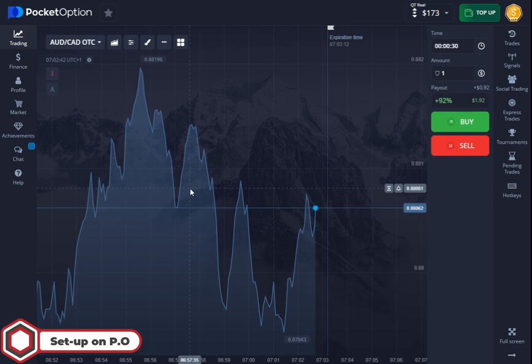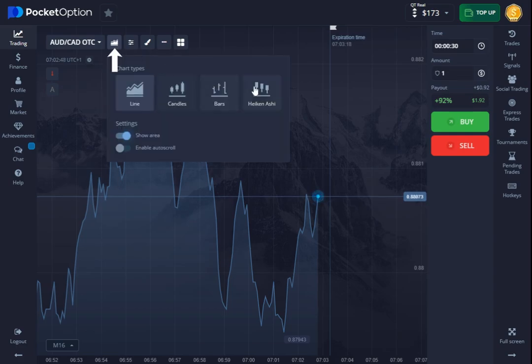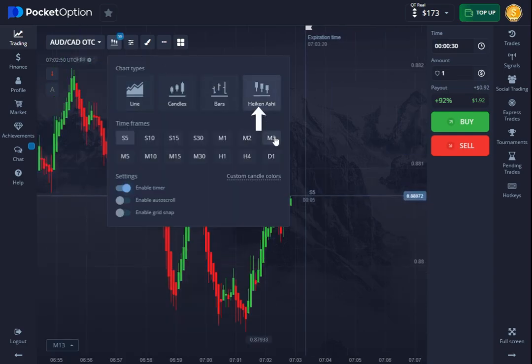First, we need to set our chart type to Heiken Ashi. This type of chart smooths out price action and helps identify trends more clearly. To do this, simply go to the chart settings and select Heiken Ashi from the chart type options.